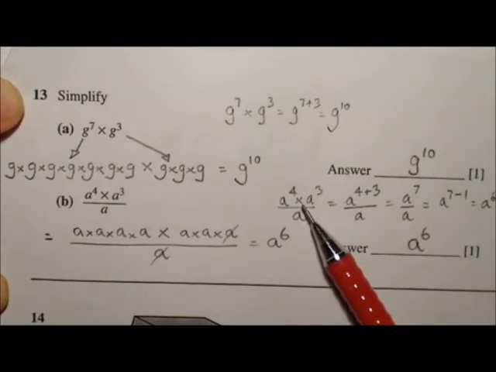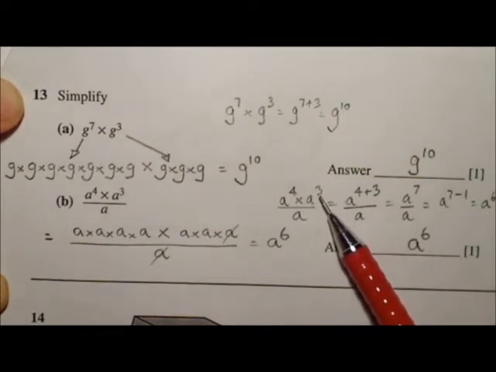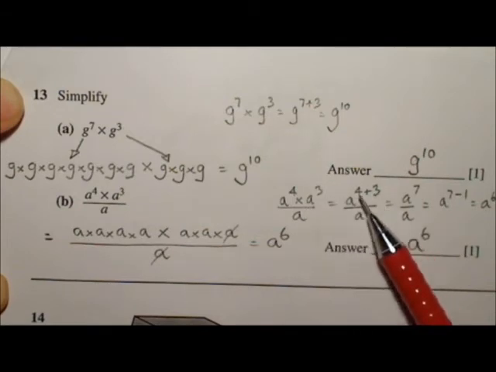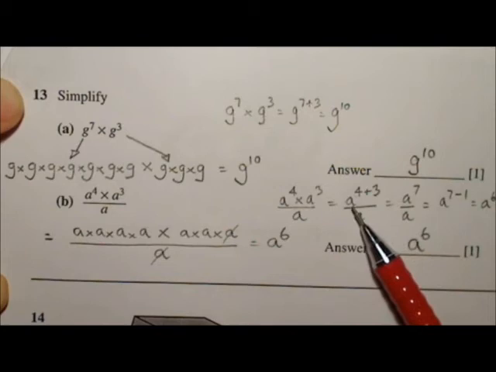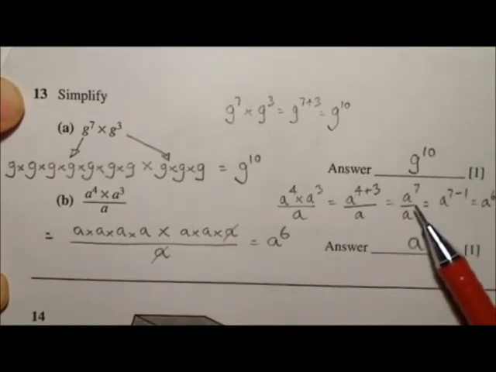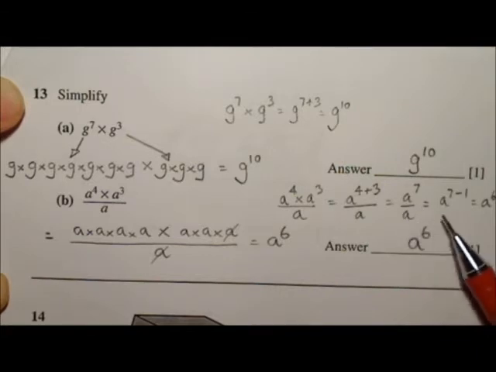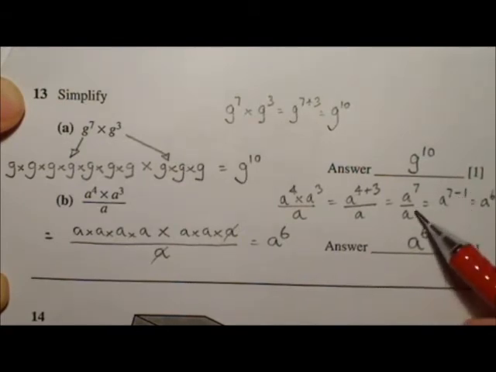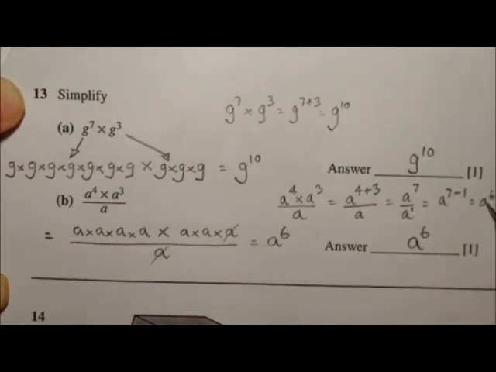A to the power of 4 multiplied by a to the power of 3. That's the rule that says for multiplying powers, we add those two power numbers together. So that becomes a to the power of 7 divided by a. And again, there's another rule that says when you're dividing numbers with powers, you subtract the power numbers. So in this case, this is going to be a to the power of 7 minus 1, because this is a to the power of 1 here. So the answer is a to the power of 6.